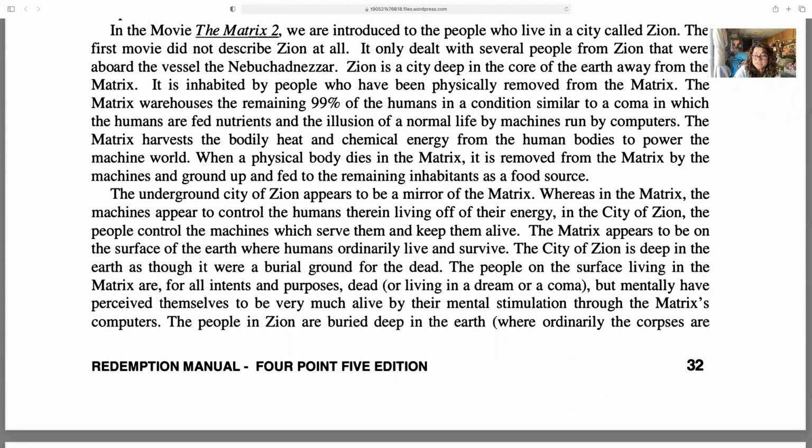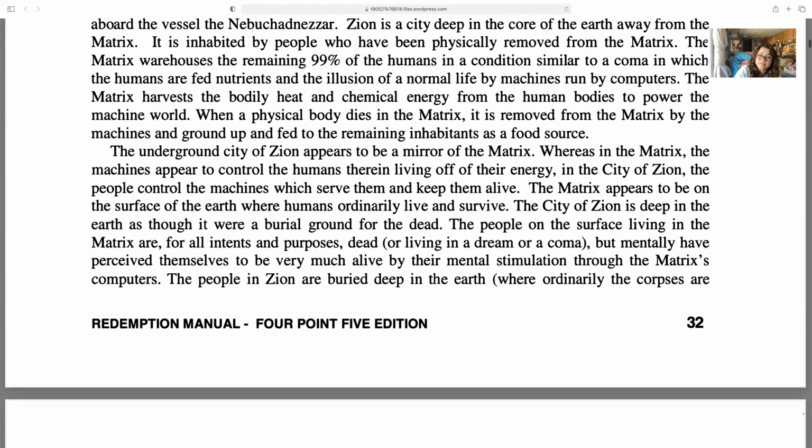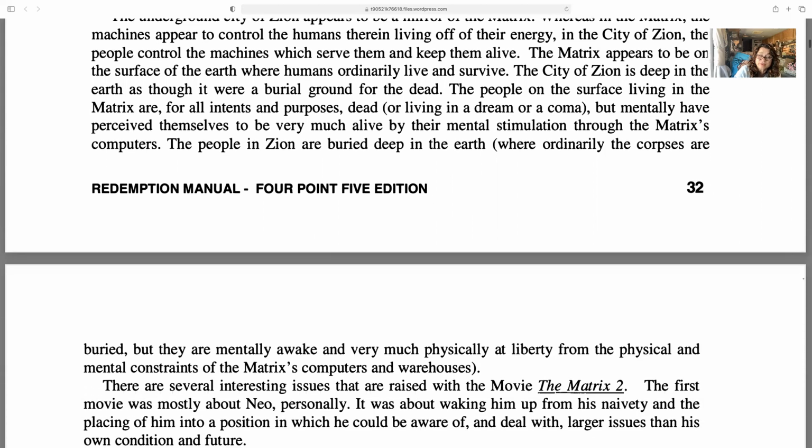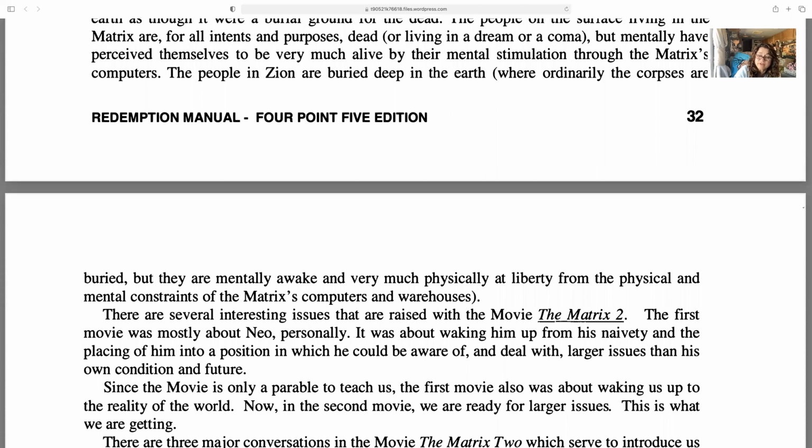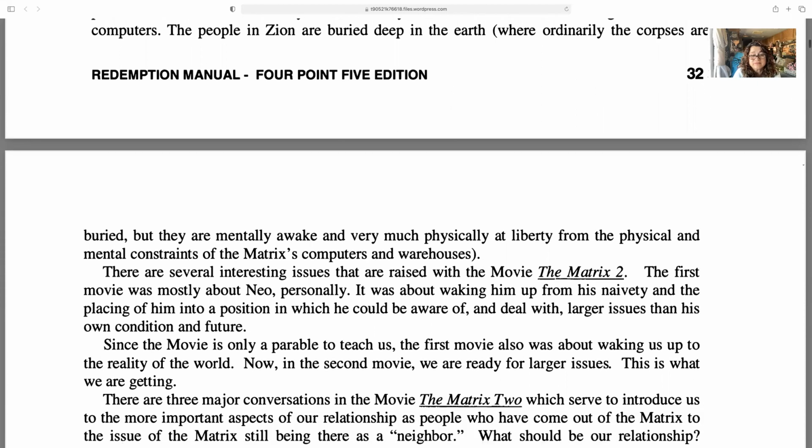The people on the surface living in the matrix are, for all intents and purposes, dead or living in a dream or a coma. This is wild, man. But mentally they have perceived themselves to be very much alive by their mental stimulation through the matrix computers. Wow. The people in Zion are buried deep in the earth, where ordinarily the corpses are buried, but they are mentally awake and very much physically at liberty from the physical and mental constraints of the matrix computers and warehouses. Wow. I never saw the second movie, so I'll have to see that.